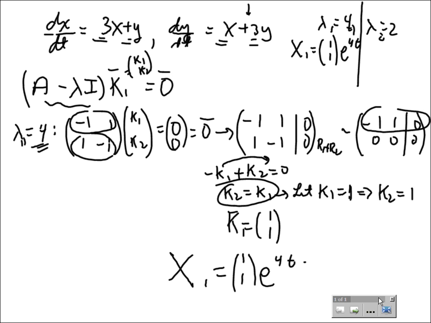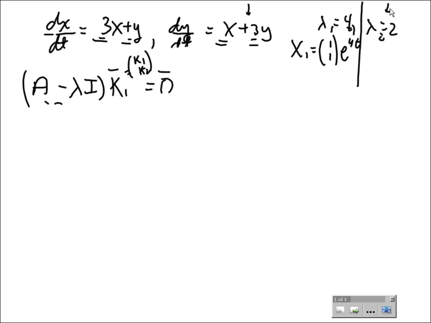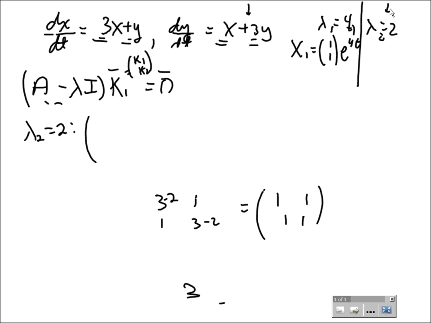Now, let's do everything we just did again, but this time lambda is now 2. So this is A, 3, 1, 1, 3, but since lambda is 2, I take away 2 from the diagonals, and what I get is 1, 1, 1, 1. So I have 1, 1, 1, 1. Now it's really the case of 2.